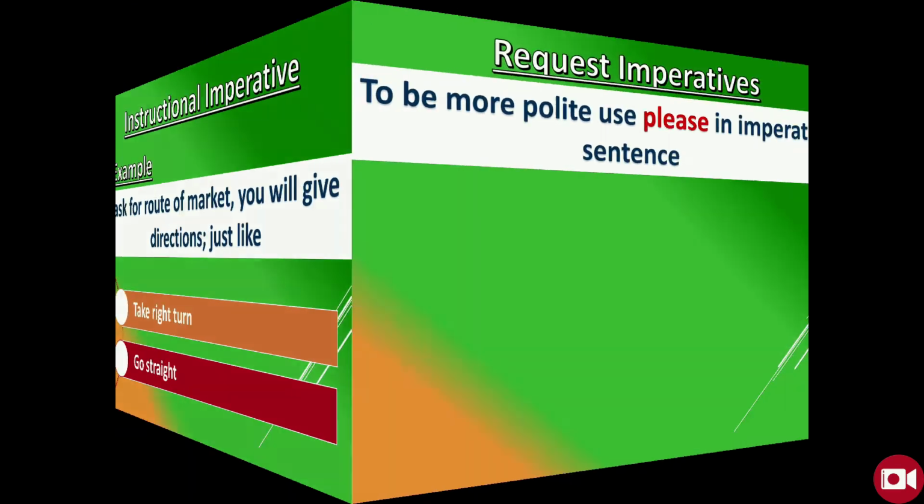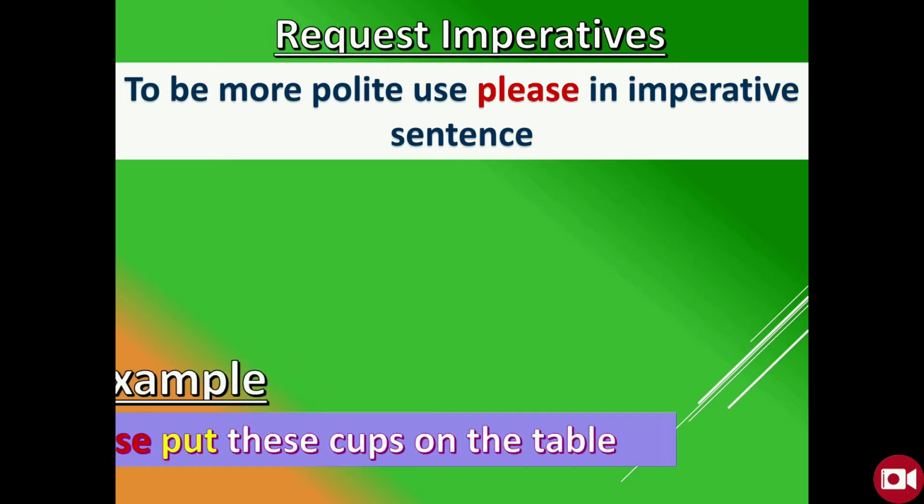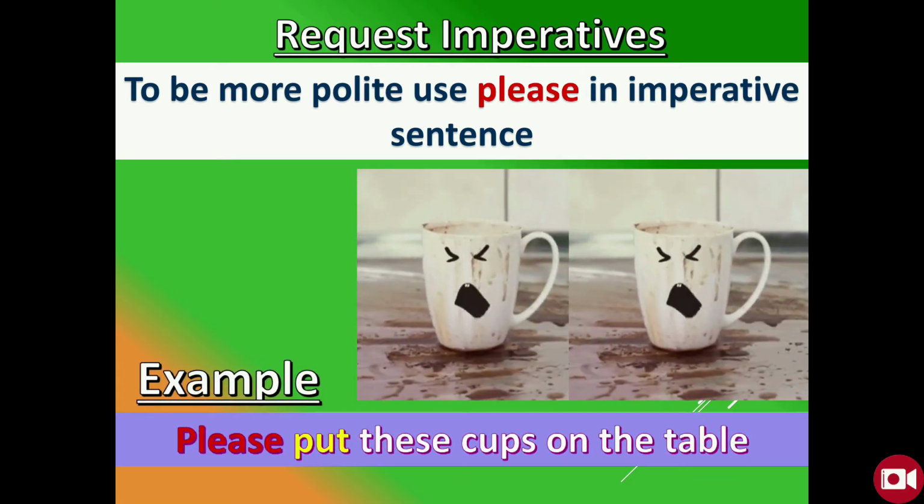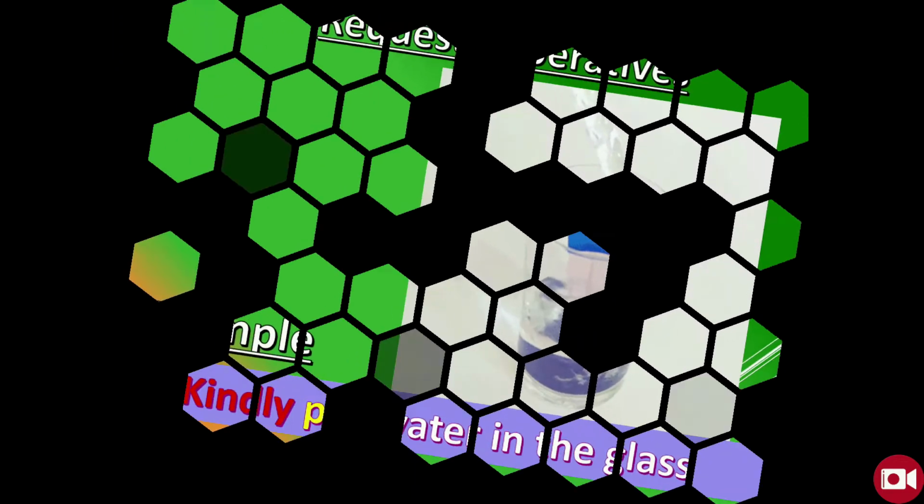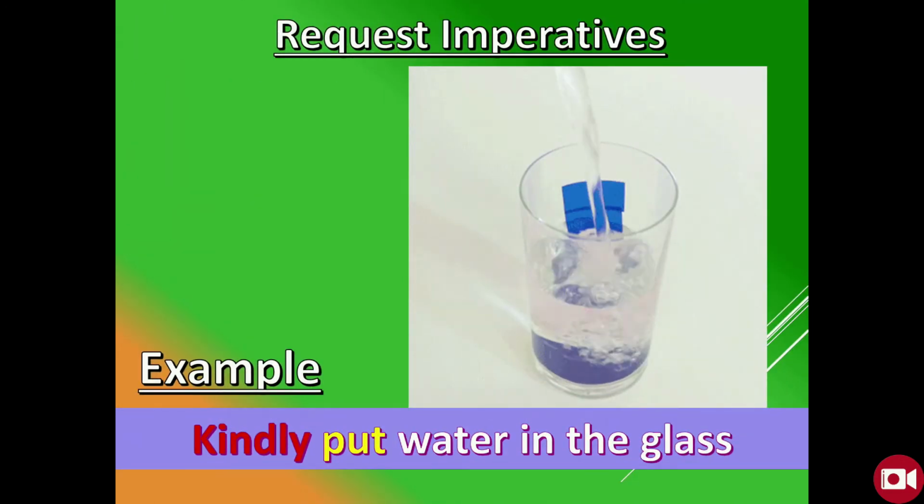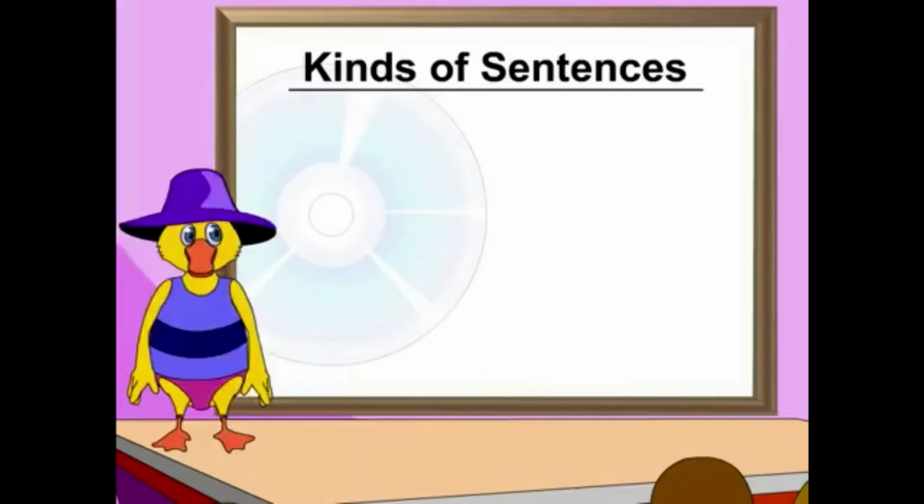For request imperatives, to be more polite, you can use please in an imperative sentence. For example, please put these cups on the table. So you add please here and you are requesting someone to do something. See another example: kindly put water in the glass. So you add kindly here for requesting someone. For more examples and clarity, watch this video.